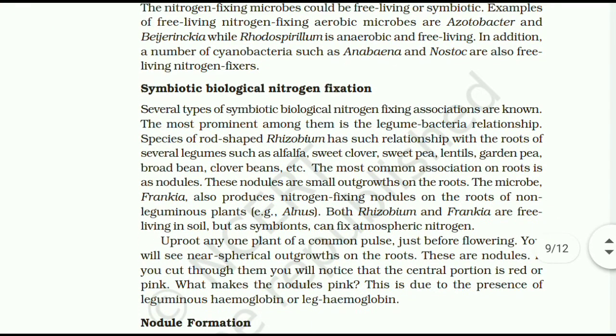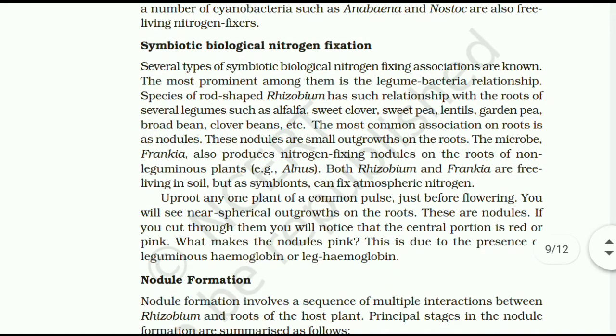Symbiotic biological nitrogen fixation. Several types of symbiotic biological nitrogen fixation associations are known. The most prominent among them is the legume-bacterial relationship. Species of rod-shaped Rhizobium form such a relationship with the roots of several legumes such as alfalfa, sweet clover, sweet pea, lentils, garden pea, broad bean, clover beans, etc. The most common association on roots is as nodules. These nodules are small outgrowths on the roots. The microbe Frankia also produces nitrogen-fixing nodules on the roots of non-leguminous plants. Both Rhizobium and Frankia are free living in soil, but as symbionts can fix atmospheric nitrogen.